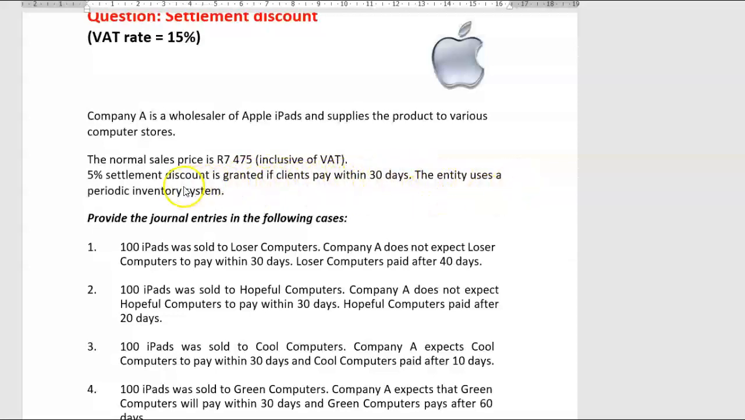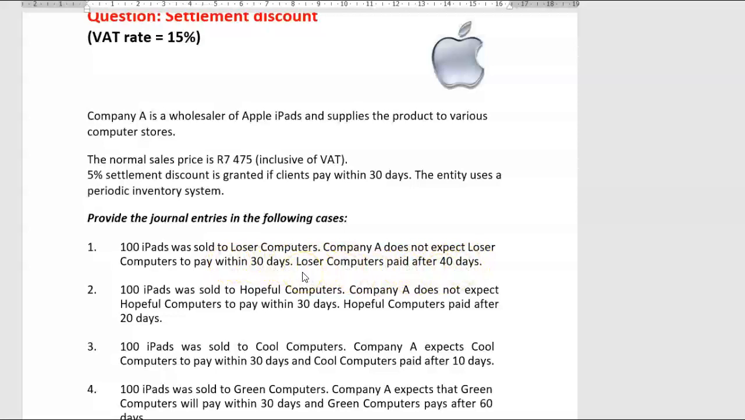The entity uses a periodic inventory system. And then they want you to provide the journal entries in the following cases. Good. Number 1. 100 iPads were sold to Loser Computers. Company A does not expect Loser Computers to pay within 30 days. Loser Computers paid after 40 days.